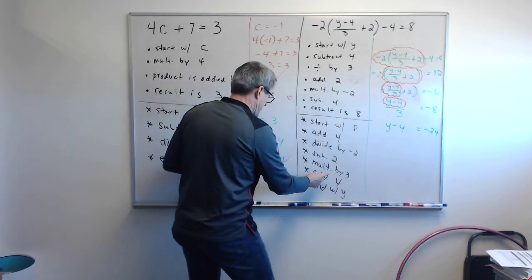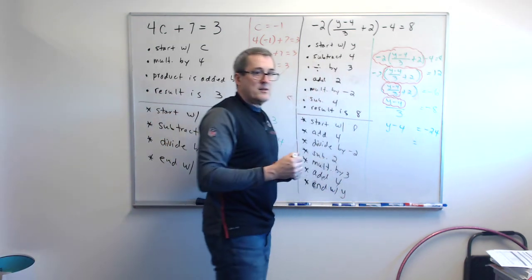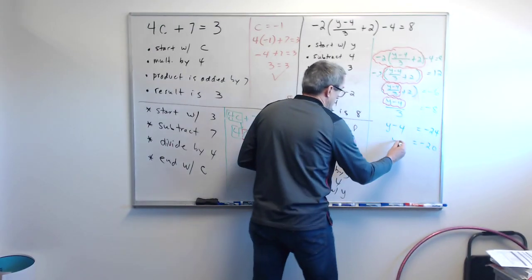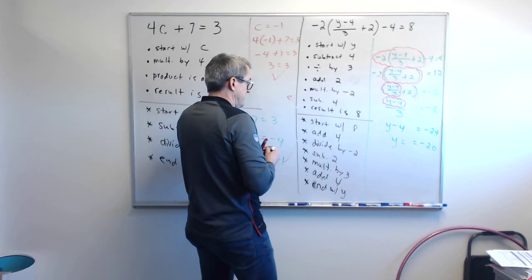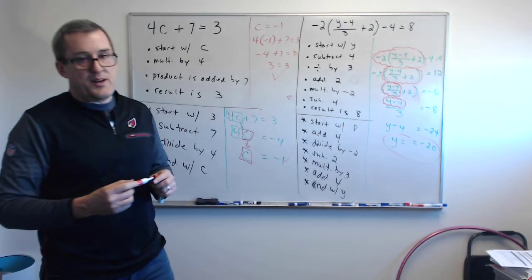Last step, add 4. Negative 24 plus 4, an increase by 4, would take you to negative 20. Why? Negative 20. So there we are. We ended with y equals negative 20.